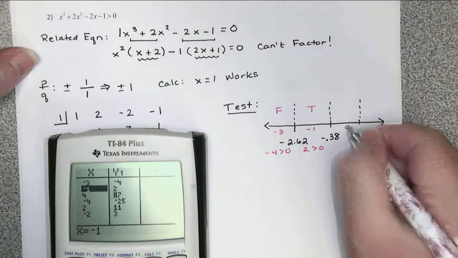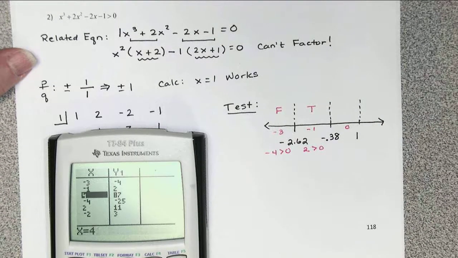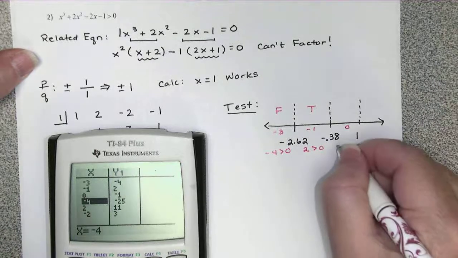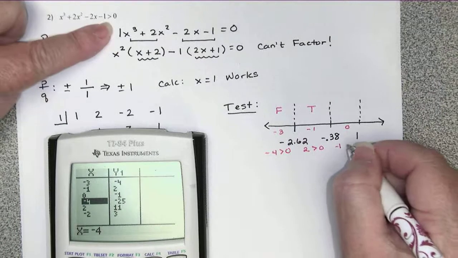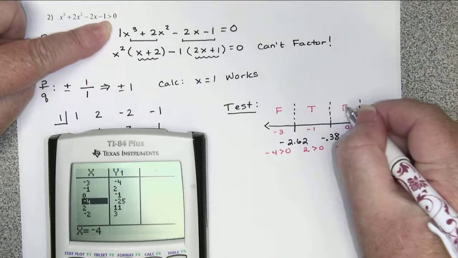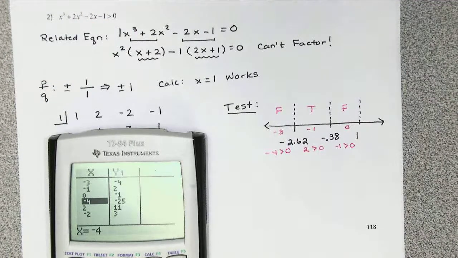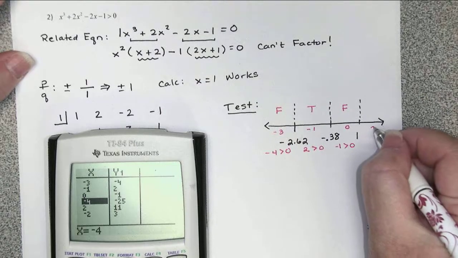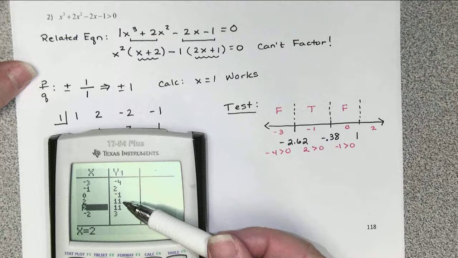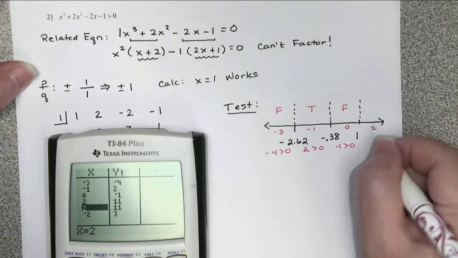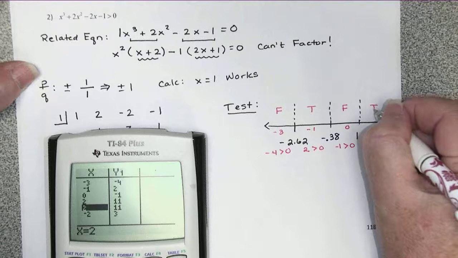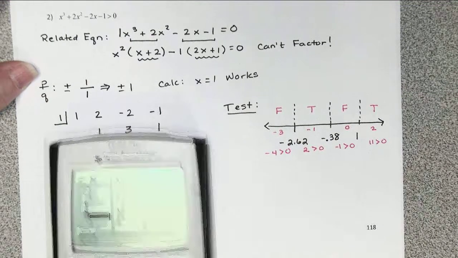I'm going to try 0 over here. 0 gives me a y value of negative 1. Again, checking to see if that is greater than 0. It is not. So we would have a false. And finally, I'll try 2 in the last interval. 2 gives me a y value of 11. 11 is greater than 0. So finally, I get true in my last interval.